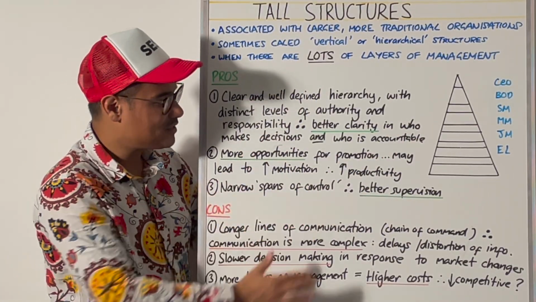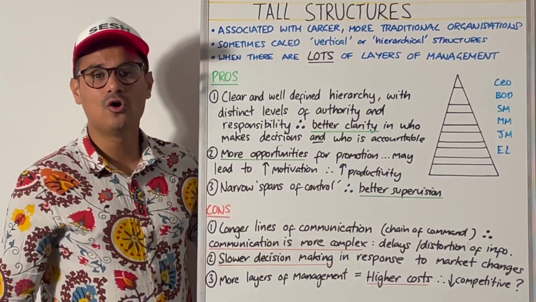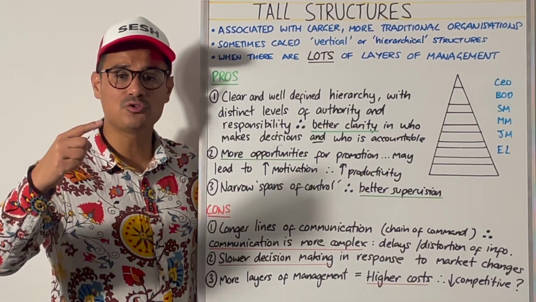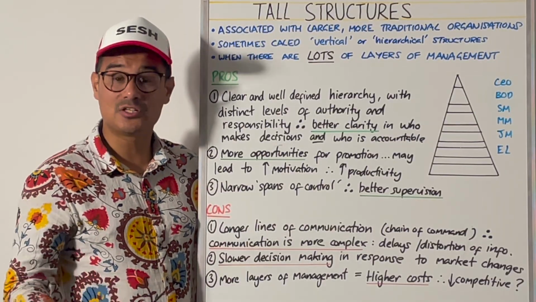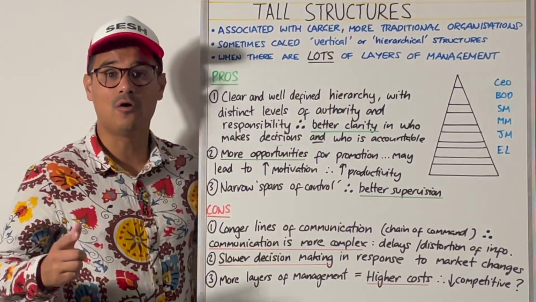Additionally, narrow spans of control are likely to be in place here because you have so many layers or levels of management that a manager will likely have fewer subordinates to manage. So therefore, they can have better supervision of those subordinates.